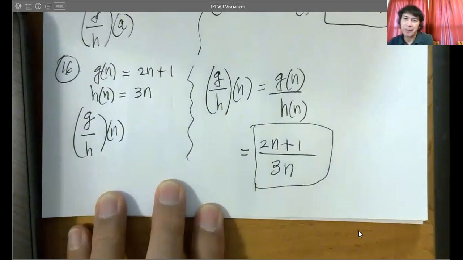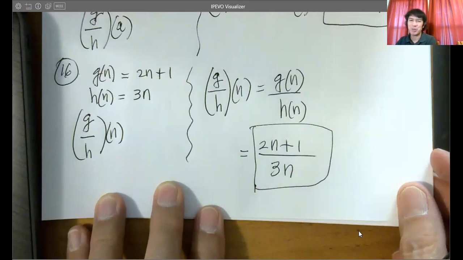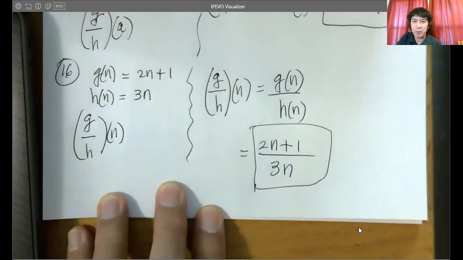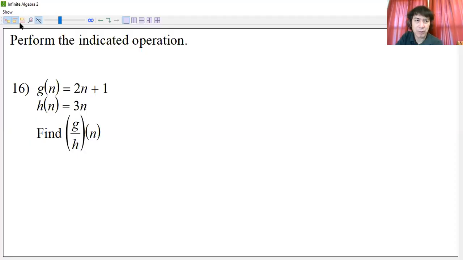And if we do, it might not be the simplest. All right, so that should be it. 2n plus 1 over 3n. And we shall be able to check. Okay, the answer that we have is 2n plus 1 over 3n. Exactly what we have as the red answer here.